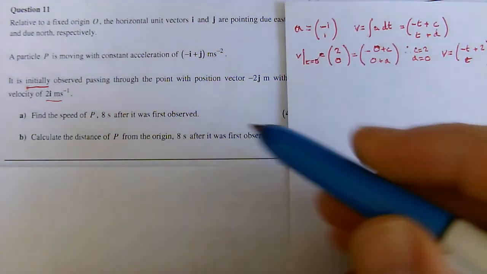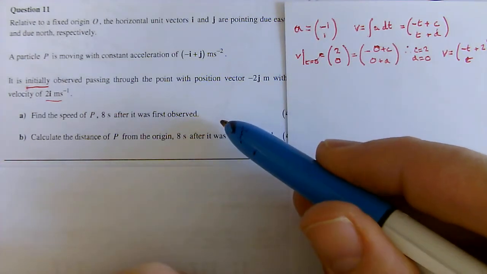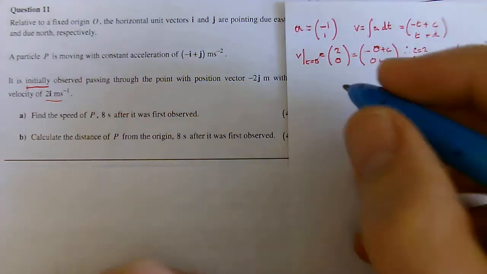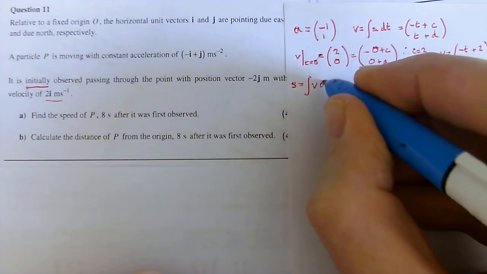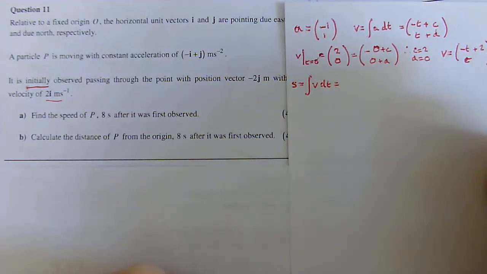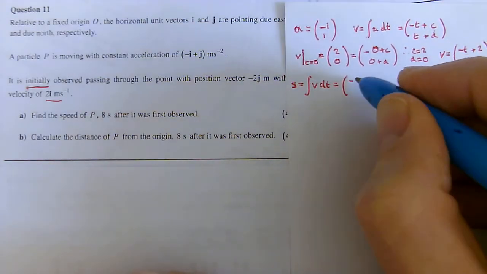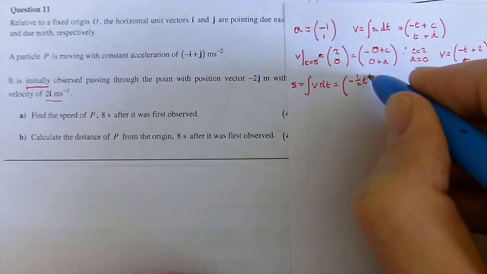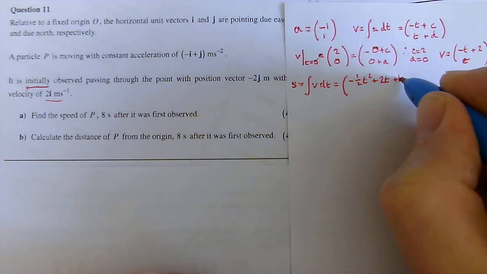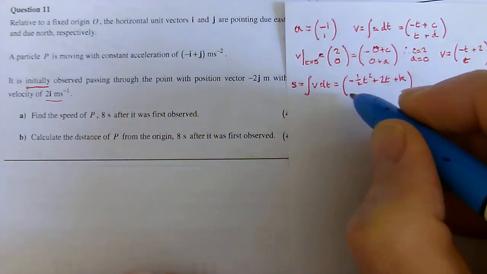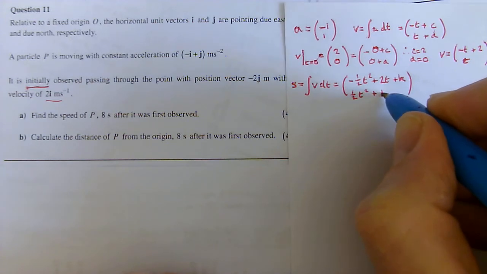Now, I could go on and do part A. Before I do that, I'm actually going to carry on, because we're on a roll, we're going to integrate again to find the distance. So we know that the position is the integral of velocity with respect to time. So we're going to integrate minus t plus 2, which is minus a half t squared plus 2t plus another constant, which I'm going to call k this time, and here I've got a half t squared plus L.